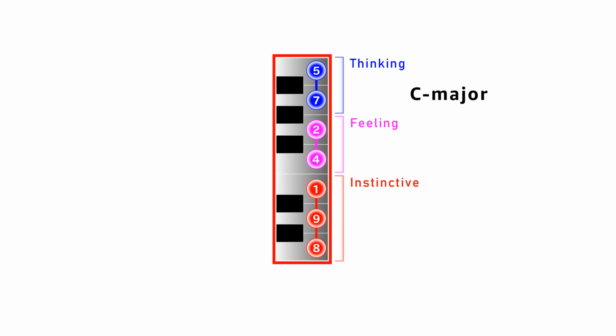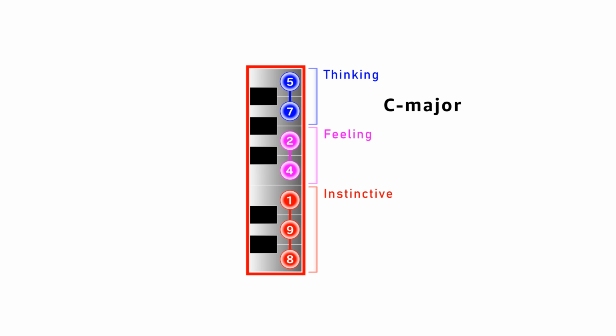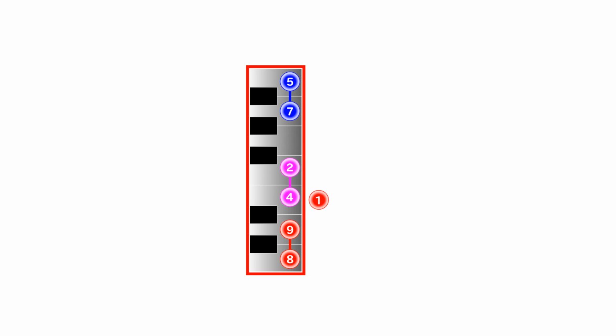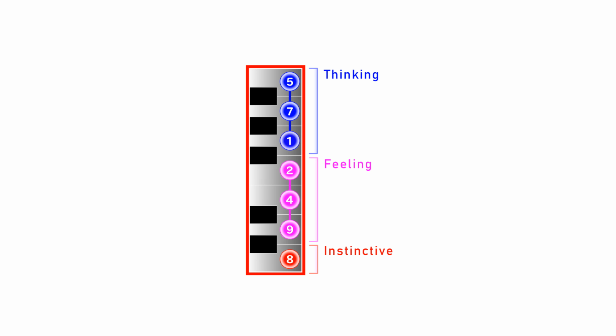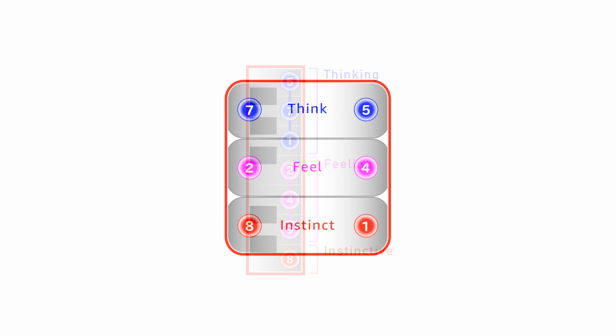Now, in the C major scale, we can see the three hierarchical levels of thinking, feeling, and instinctive. Then, point 1 moves up from the instinctive level to the thinking level. This is called CP violation, as discussed in the previous video.